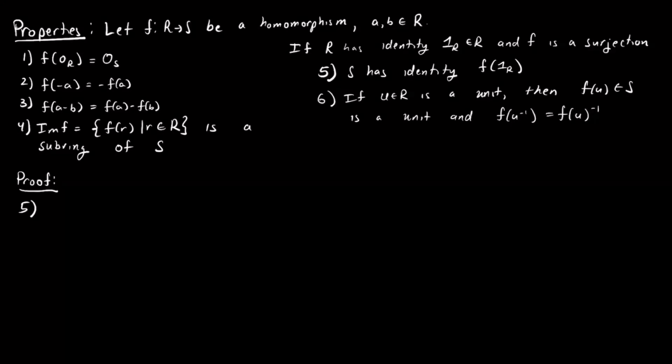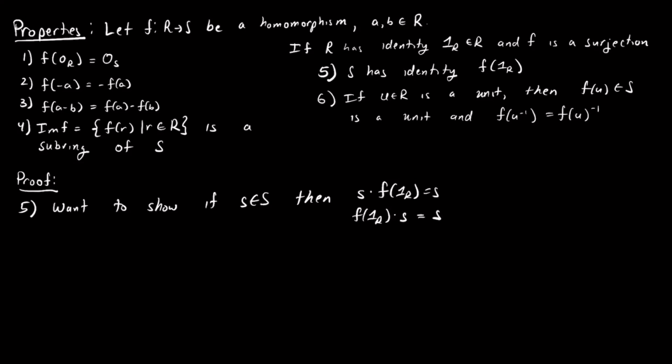For properties 5 and 6, we're going to assume that R has identity 1 sub R and f is a surjection. So for property 5, I'd like to show that the identity element in S is actually f of 1R. So what I want to show is that if s is an element of S, then s times f of 1R is equal to s, and f of 1R times s is equal to s. That's what it means to be the multiplicative identity inside of S.